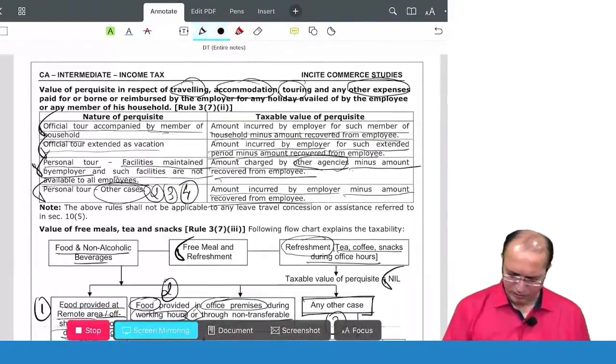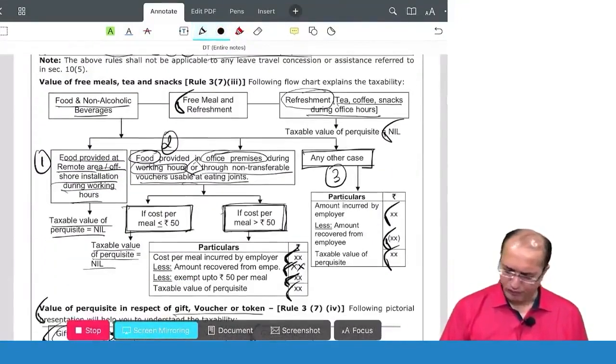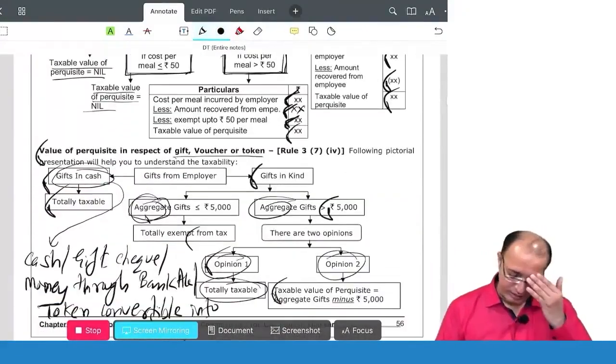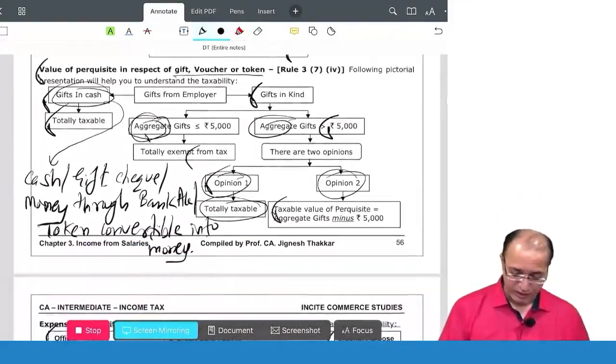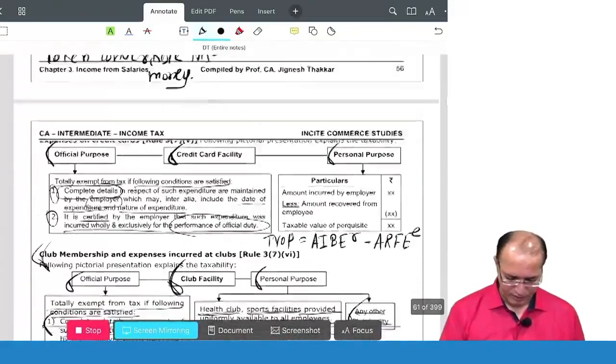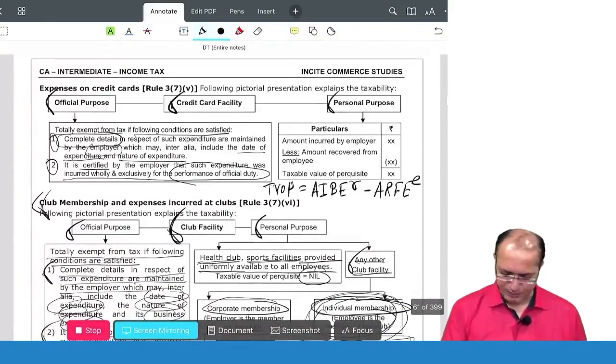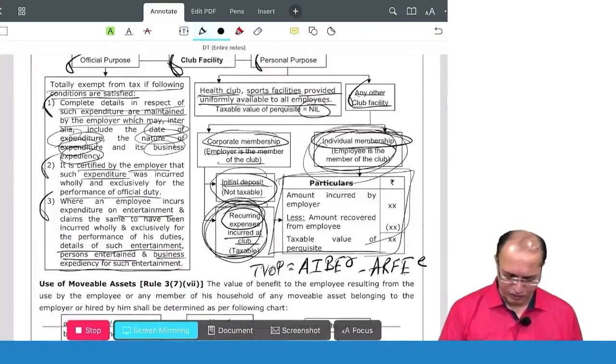So, traveling, accommodation, touring, other expenses is over. Free meal refreshment is over. This got completed yesterday itself. Gift voucher token is over. Expenses on credit card, club facility is over.